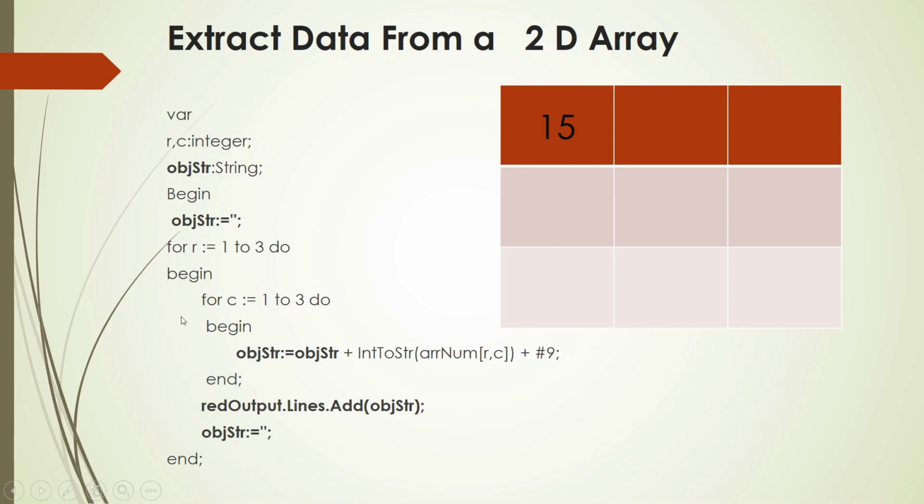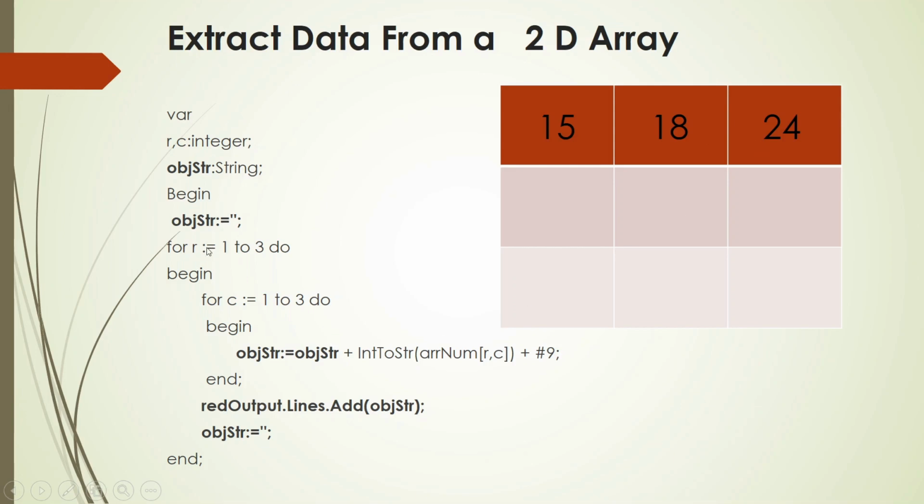Remember, I hit the end and I go back up. C is now 2. It's going to display in row 1, column 2. I'm going to extract the next value of the array at row 1, column 2, and it's going to display 18. I'm going to tab it so that it leaves a little bit of space between each one, and then I hit the end and C goes to 3. In row 1, column 3, I'm going to display the next value. So I have successfully displayed the first row.